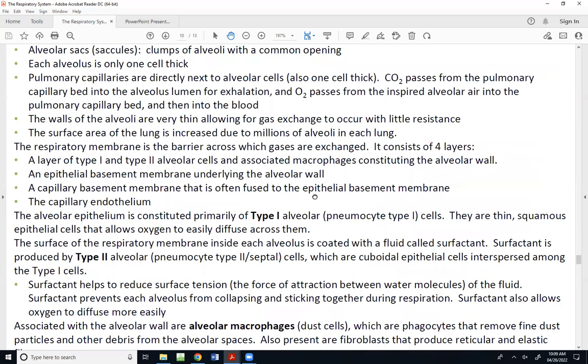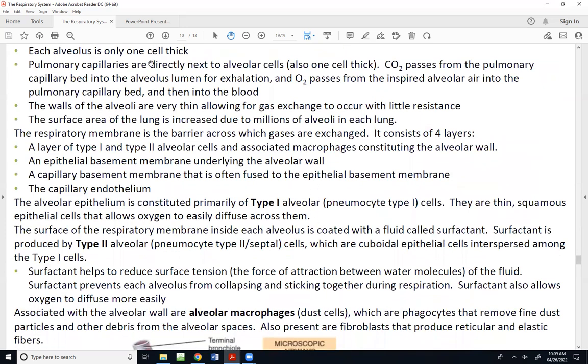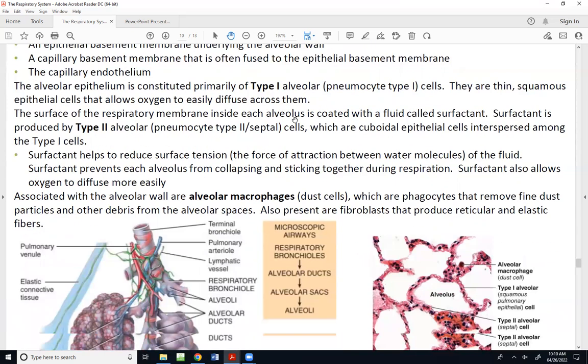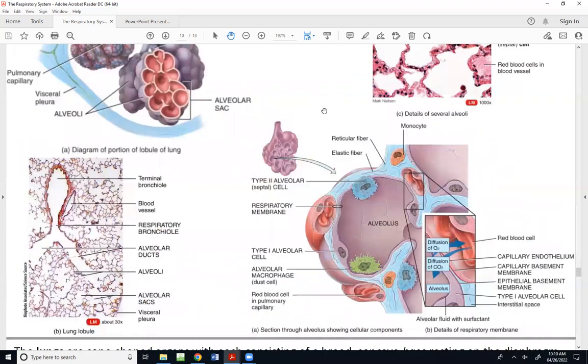Okay. Now, each alveolus is only one cell thick, which is fantastic, making them very thin-walled. Also very thin-walled are the pulmonary capillaries, which are directly next to the alveolar cells, and therefore, the way that oxygen enters the blood, it has to pass through those different walls from the alveoli into the blood, and CO2 is going in the opposite direction, and it does so with very little resistance.